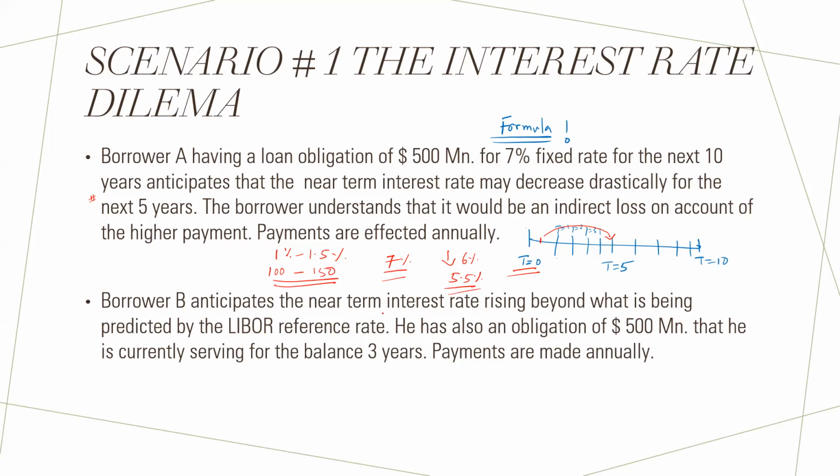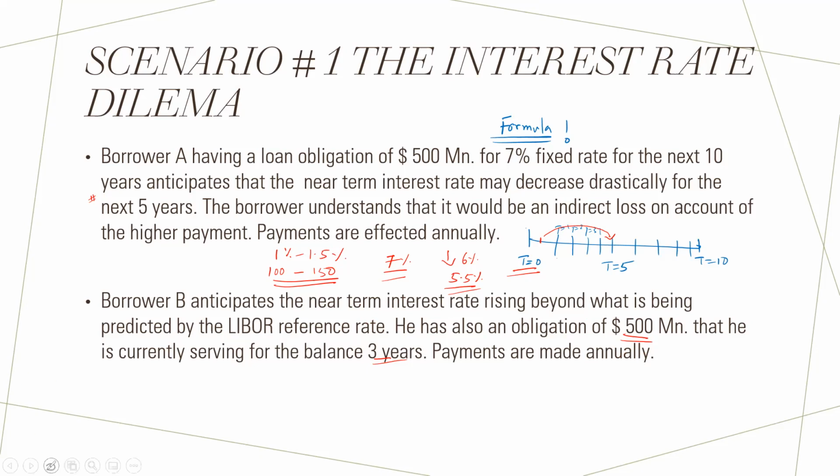So borrower B anticipates near-term interest rates rising beyond what is being predicted by LIBOR, and he also has an obligation of $500 million that is currently serving for the balance 3 years. Payments are being made annually. So what do we understand from here?